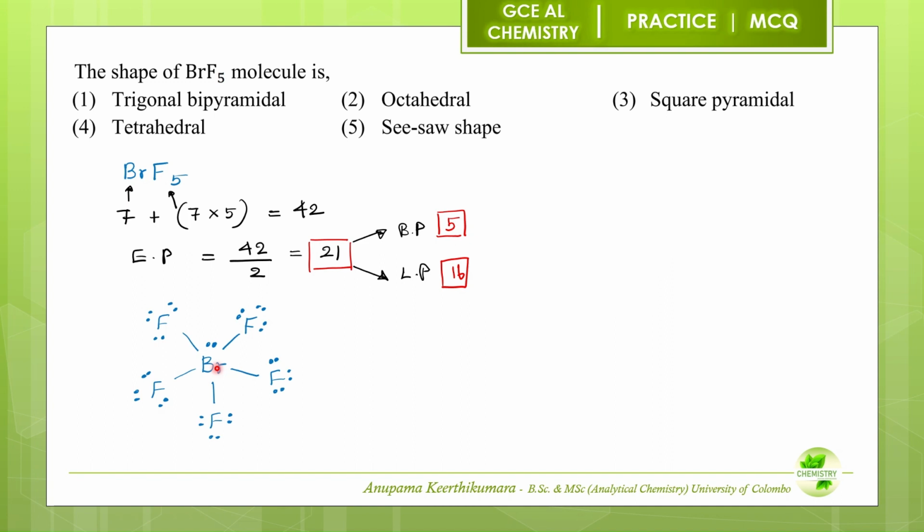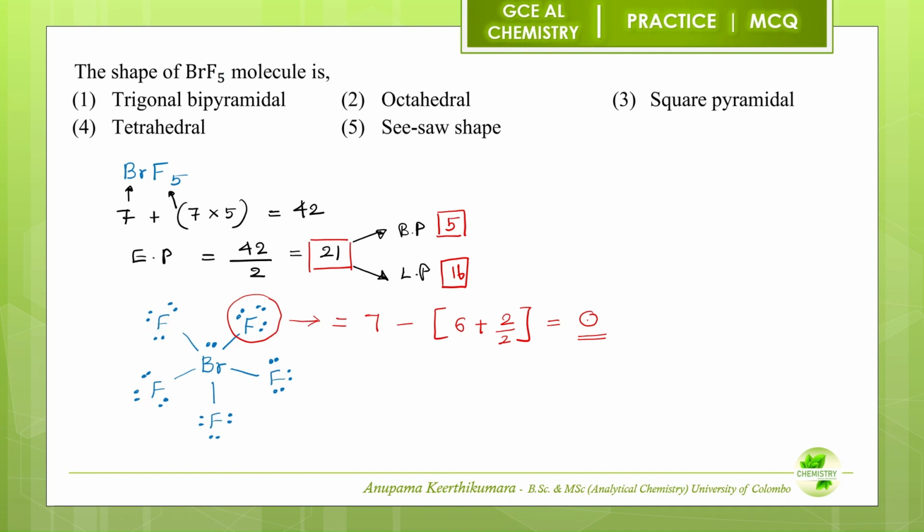Finally, check the formal charge around each atom. We will calculate the formal charge of a fluorine atom. Formal charge equals number of valence electrons, that is 7, minus number of electrons in lone pairs. There are 6 electrons in lone pairs, plus number of electrons in bond pairs divided by 2. There are 2 electrons in this bond pair. 2 divided by 2 is 1. 6 plus 1 is 7. 7 minus 7 is 0. Therefore, the formal charge of this fluorine atom is 0. Not only this fluorine atom, the formal charge of all these 5 fluorine atoms is 0.